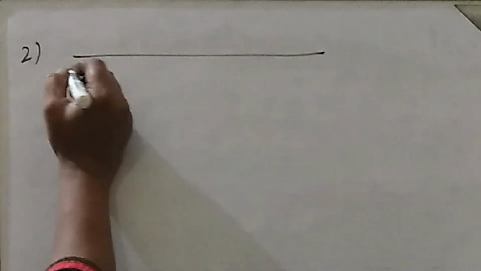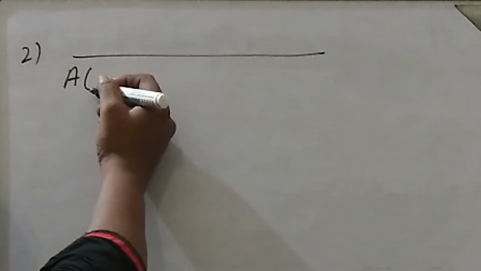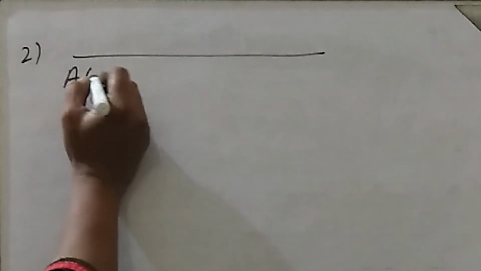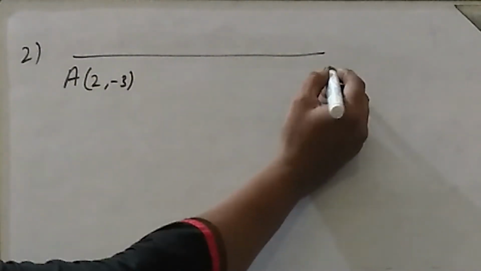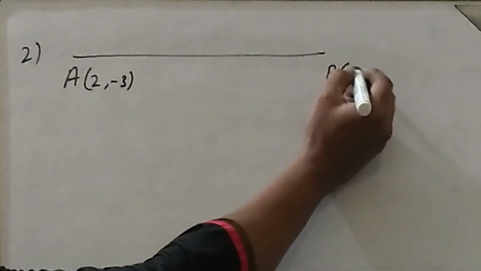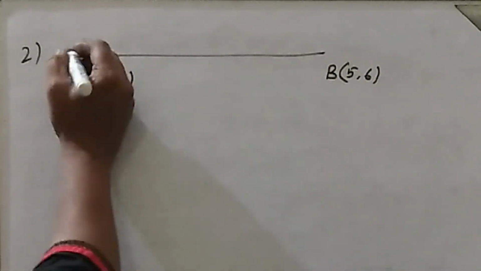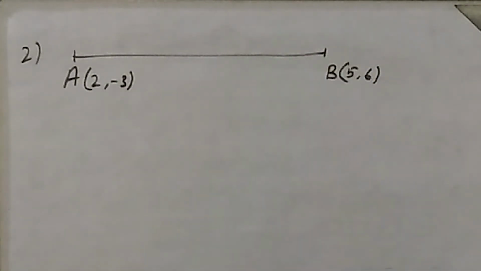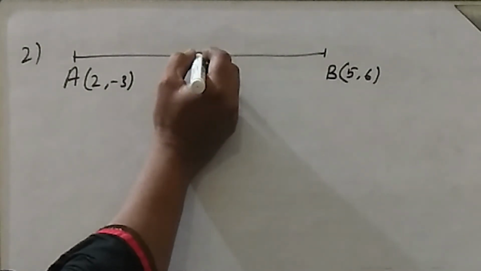Question number 2. In what ratio is the line joining (2, -3) and (5, 6) divided by the x-axis? What is given? The first point is (2, -3), and the second point is (5, 6). Okay, this is a line. This line is divided by the x-axis in some ratio.